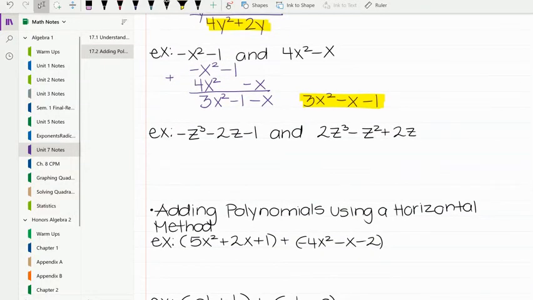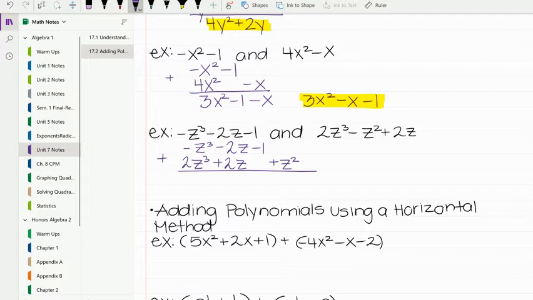All right, and our last one of these using the vertical format. So I have negative z cubed minus 2z minus 1, and then plus, so I'm going to put 2z cubed underneath the negative z cubed. z squared doesn't fit with these, so I'm just going to go ahead and put it on the outside. And then I have a 2z, which can go under the negative 2z.